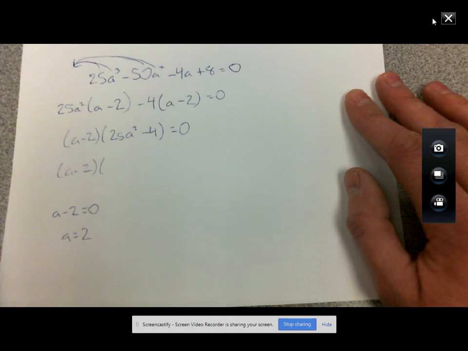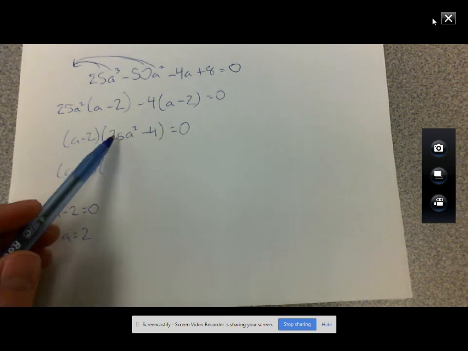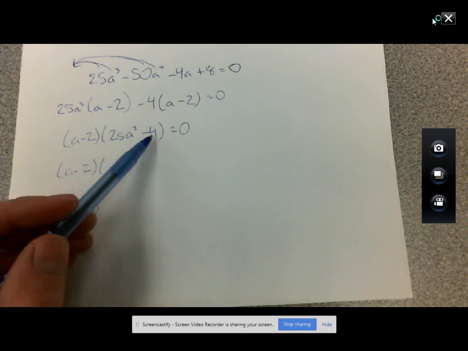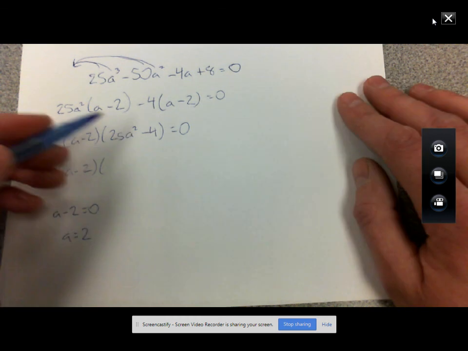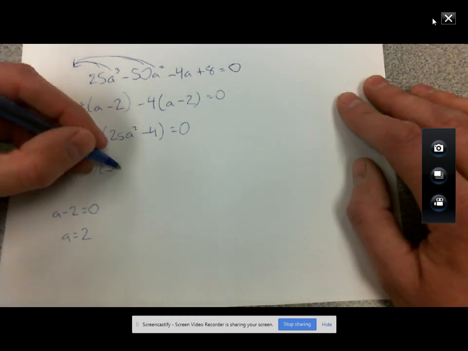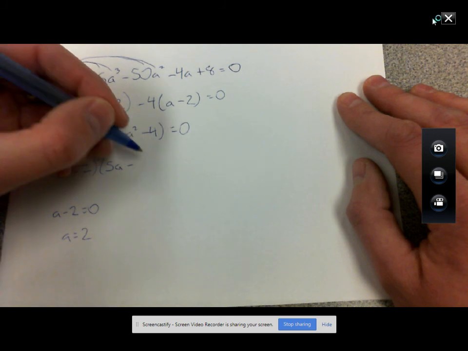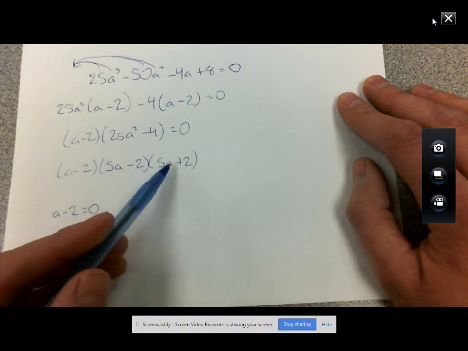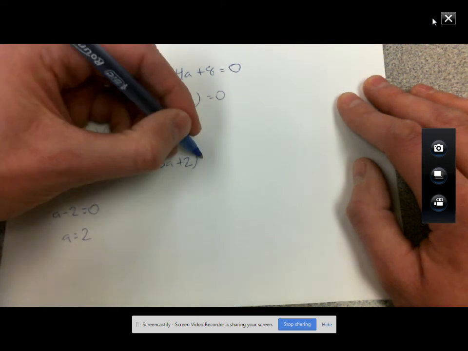25a squared minus 4 is the difference of perfect squares. That's going to come up quite a bit. 25 is the same as 5 squared. A squared is a times a squared. And 4 is the same as 2 squared. So it's a difference, a subtraction of perfect squares. So I can factor that to 5a minus 2 and 5a plus 2. I guess it doesn't matter if I do plus first or minus first. That doesn't matter. Equals 0.